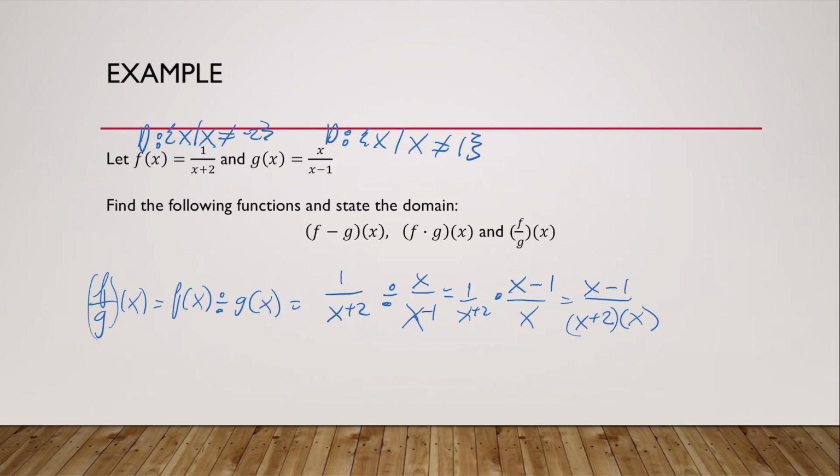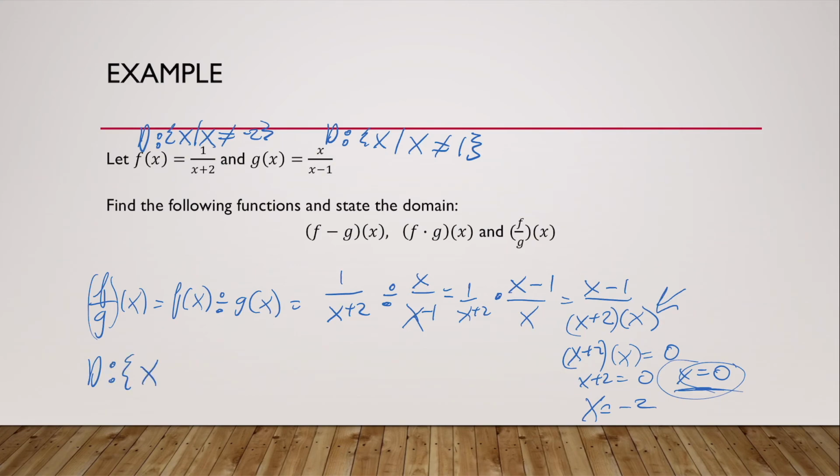Now I need to know my function's domain. So we have to add in this variable, right? So if I set my denominator equal to 0, I get x plus 2 equals 0 and x equals 0 by the zero factor property. So I've got x equals negative 2 and x equals 0. So our domain of f divided by g of x is going to be x such that x doesn't equal 0 or negative 2.